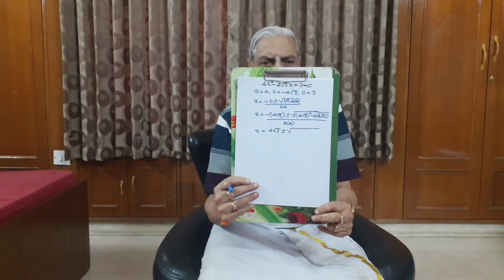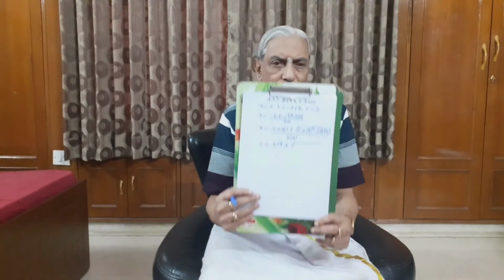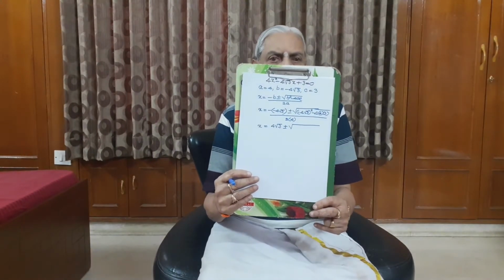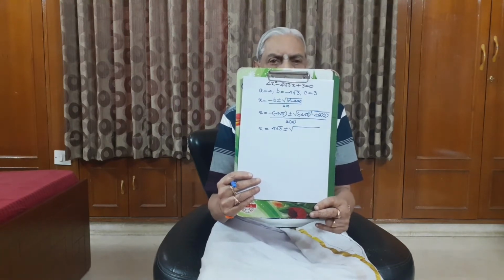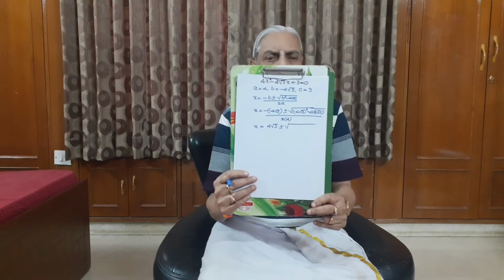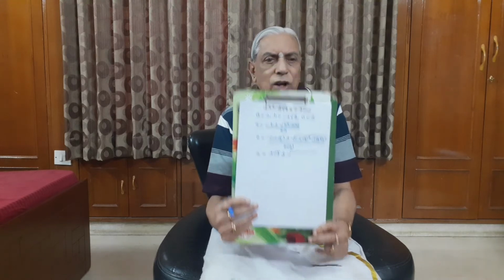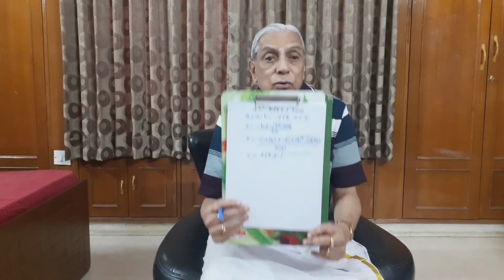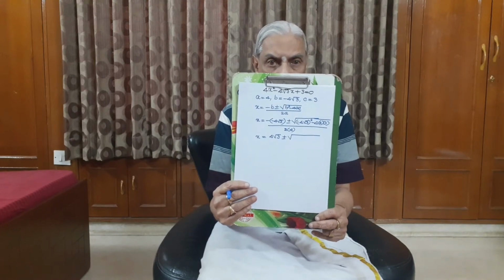Now I shall write it separately. Look, write it elsewhere. Minus 4 root 3 into minus 4 root 3. Minus and minus becomes plus. 4 root 3 the whole square means 4 into 4. What is 4 into 4? 16. What is root 3 into root 3? 3. So 16 into 3 is how much? 48.